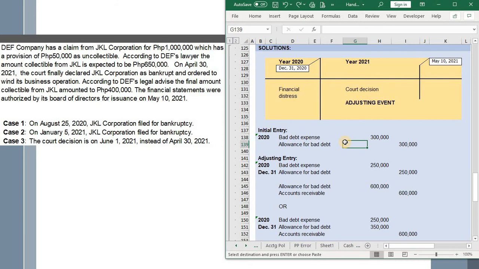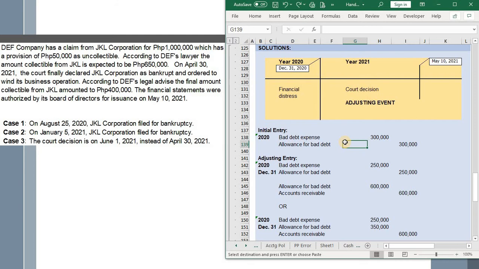So, again, the condition that must exist in 2020 is not the filing for bankruptcy. The condition that must exist in 2020 in order for the event to become an adjusting event is the reason why the entity filed for bankruptcy, which is financial distress. So again, this is the answer for both case 1 and case 2.